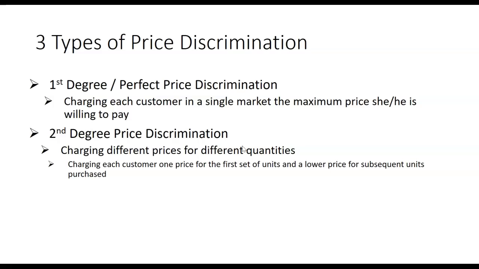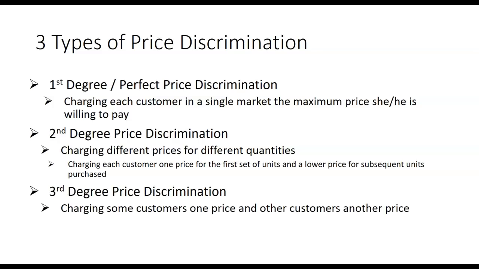The other 2 are things to know. They aren't really well tested, but they're definitely strategies. So second degree is charging different prices for different quantities, like buy one, get one half off. That would be second degree. Charging each customer one price for the first set of units and a lower price for the other units. And the last one is charging some customers one price and other customers another price.